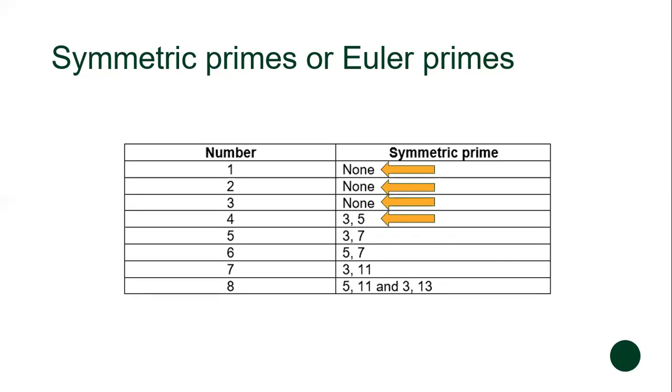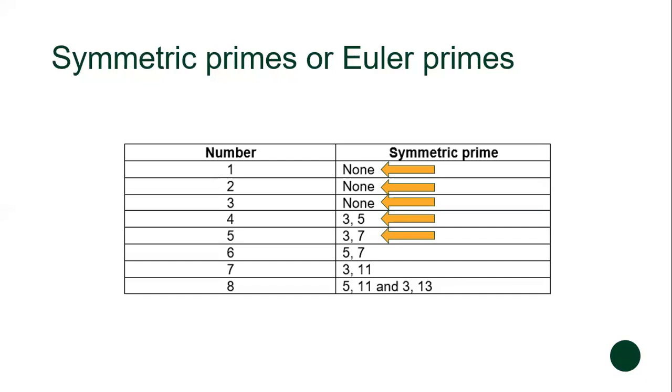Why? Because 3 and 5 are the same distance from 4. So if you count 3, 4, and 5, they have the same distance from 4. How about number 5? It also has a symmetric prime, which are 3 and 7. So the distance of 3 to 5 is actually 2, and the distance of 5 to 7 is actually 2 as well. Okay.